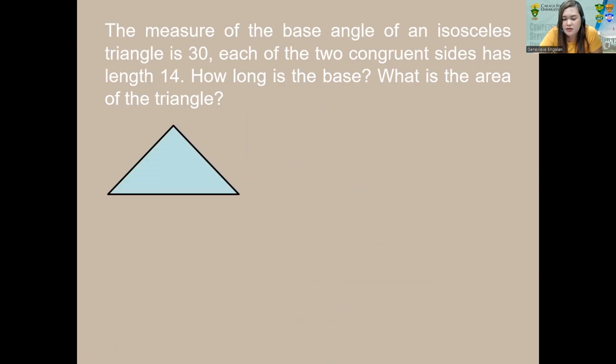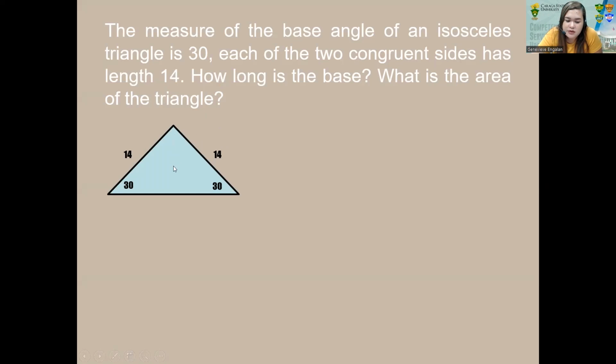Okay. So it says isosceles, so that means we have two congruent sides. The base angles are 30. So this is 30 and this is 30. So what is left here? 120, ma'am? Okay, 120. The congruent sides are 14, so this is 14 and this is 14.